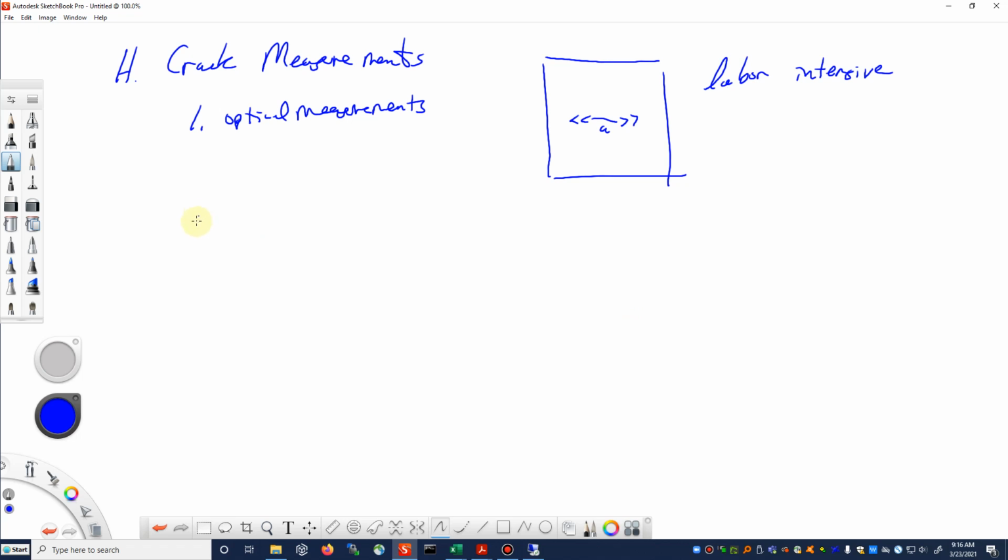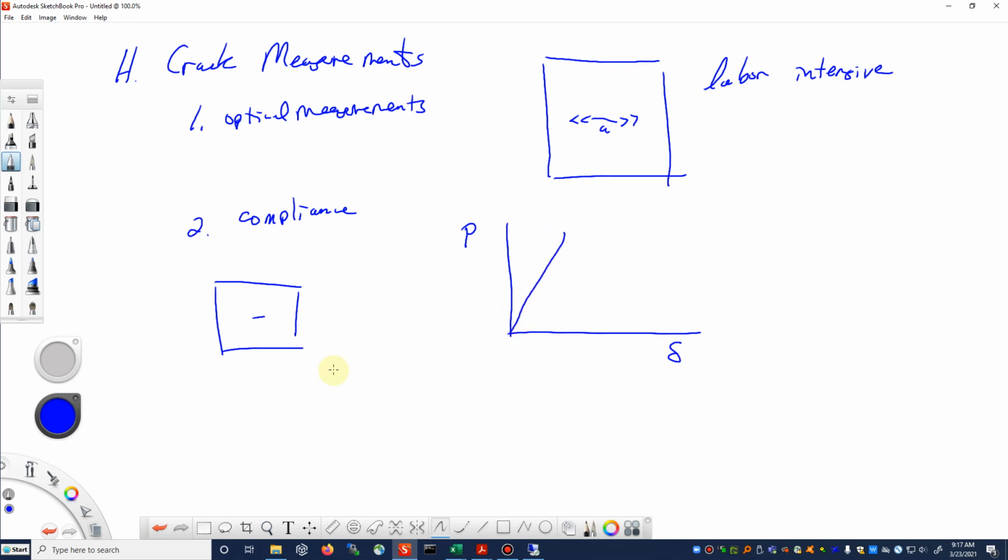There are other ways you can take a look at this. You can look at compliance measurements. So if you have a small crack in a plate, and you look at the stiffness, the load versus displacement curve, it may be fairly stiff. If the crack grows, then this curve will be a little bit less stiff. Again, I'm just doing this as a sketch, as a cartoon, and not anything that you can measure. But as the crack size increases, this gets a little bit more flexible, or less stiff, more compliant.